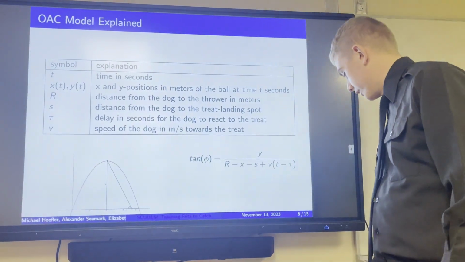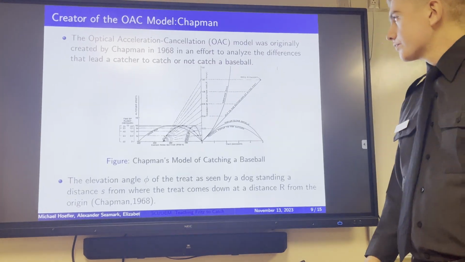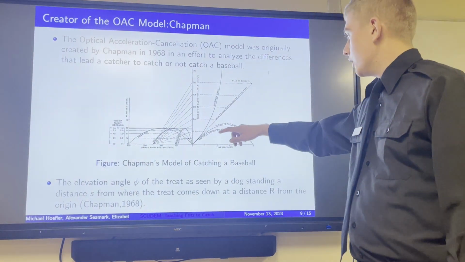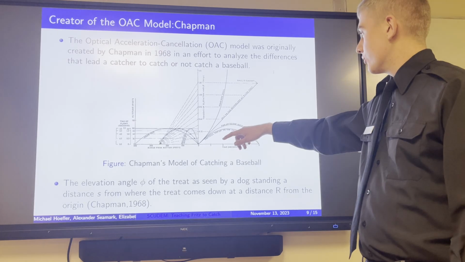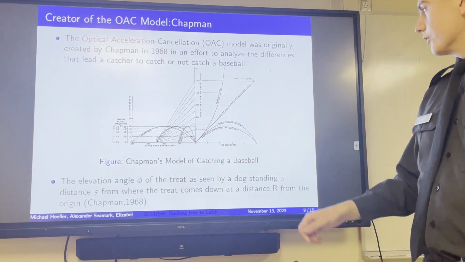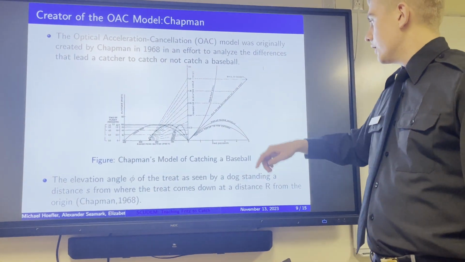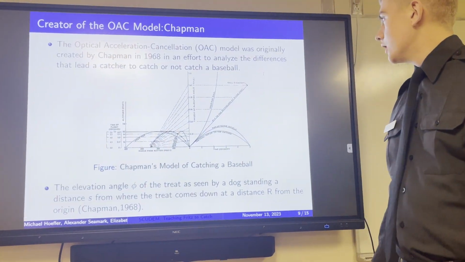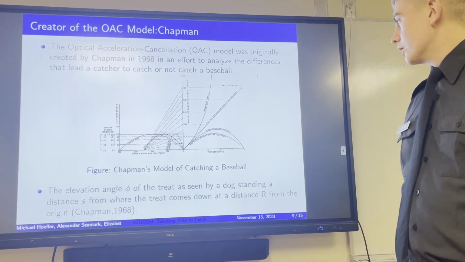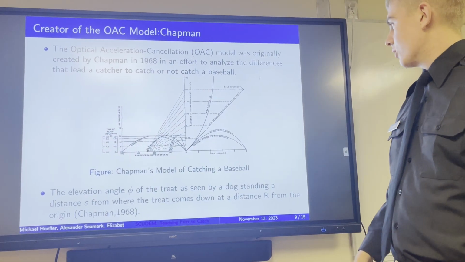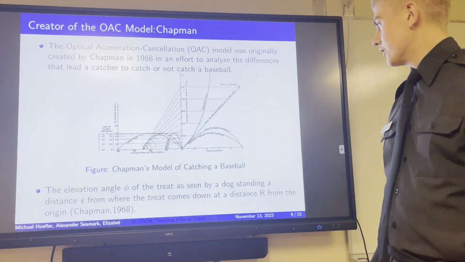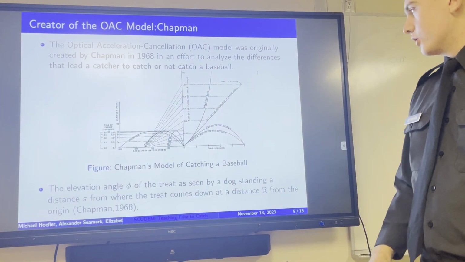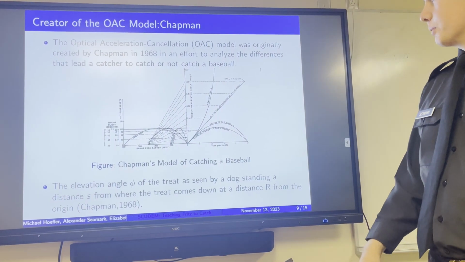So that's to account for that. And then as we can see in this model, the tangent of the elevation angle needs to be exactly linear, like a straight line, so that the player is able to catch it. If it's too high and starts curving up, then the player will not be in the right spot, and if it's too low, they also won't be in the right spot. This is shown perfectly by Chapman's model of catching a baseball.